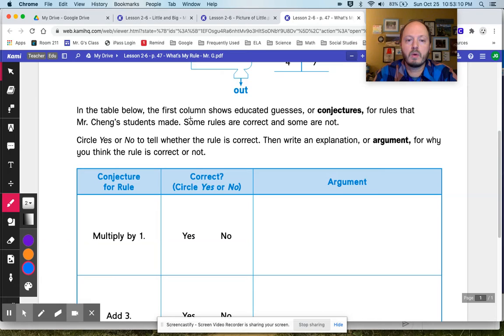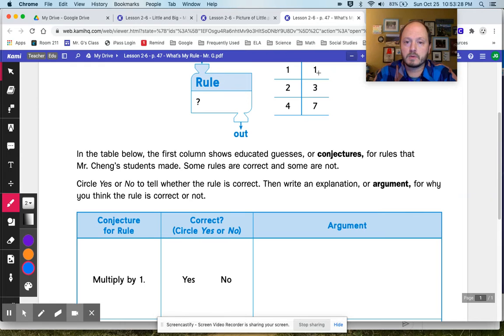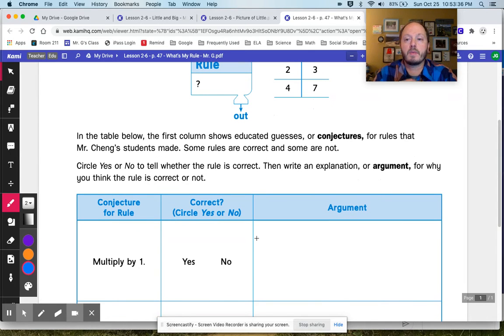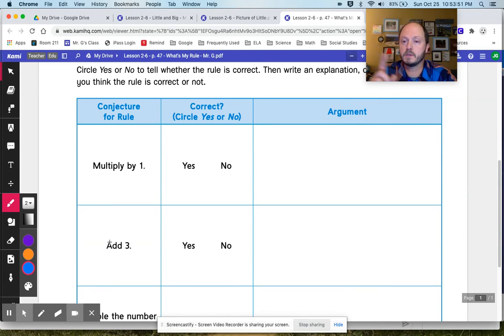And then you have to choose whether you agree or you disagree with this guess. So the first guess is to multiply by 1. And we look at these numbers, and you can say whether it's a yes or a no. And then we state an argument. And the argument could be to say, I agree and I support that thinking, or I disagree and I don't support that thinking, and here is why, either way. Okay. Now, the second one is add 3.